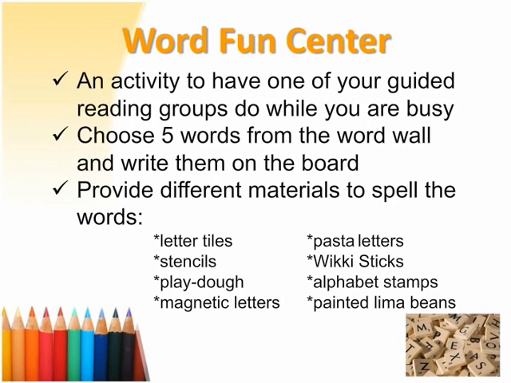While you are working with guided reading groups in your classroom, you could have other students working at a word fun center. Choose 5 words from the word wall and write them on the board or the smart board. Then provide different materials for the children to spell the words with. Examples would be letter tiles, stencils, Play-Doh, magnetic letters, pastel letters, wiki sticks, alphabet stamps, or painted lima beans.